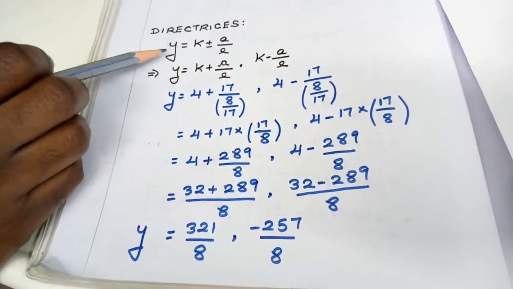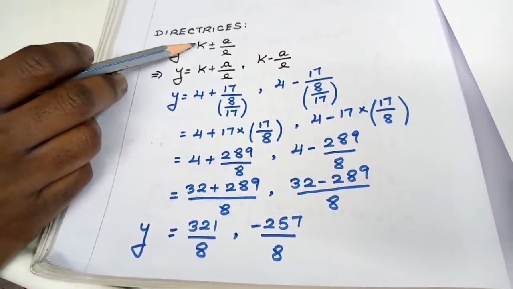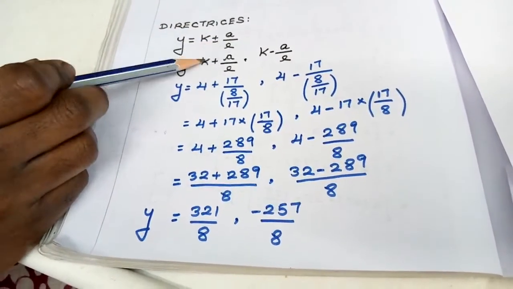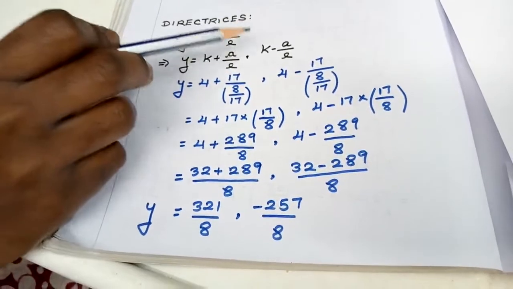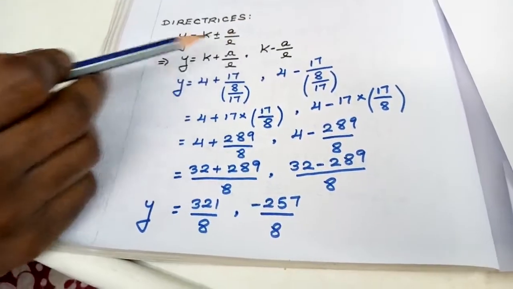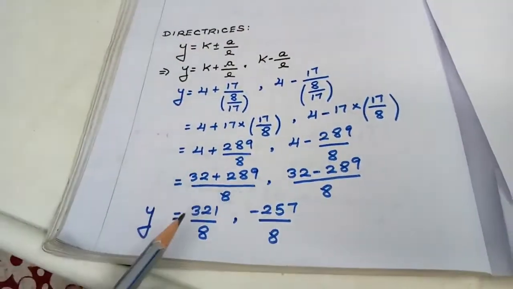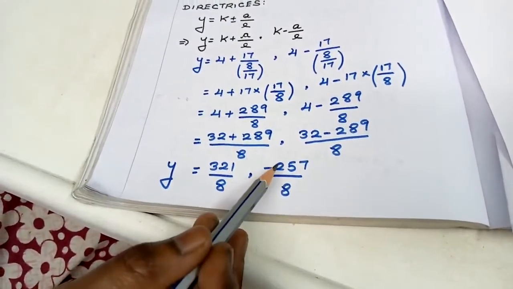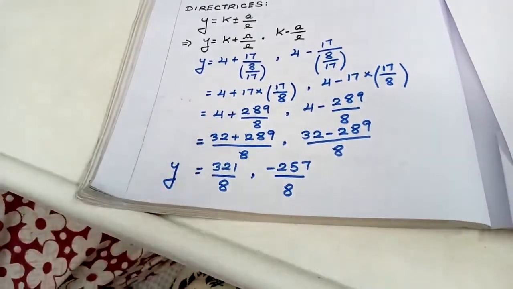Directrix, we are going to apply this formula, y is equal to k plus or minus a by e. You can just split this as k plus a by e comma k minus a by e. Substitute the value, students. Final answer is going to be 321 by 8 comma minus 257 by 8.